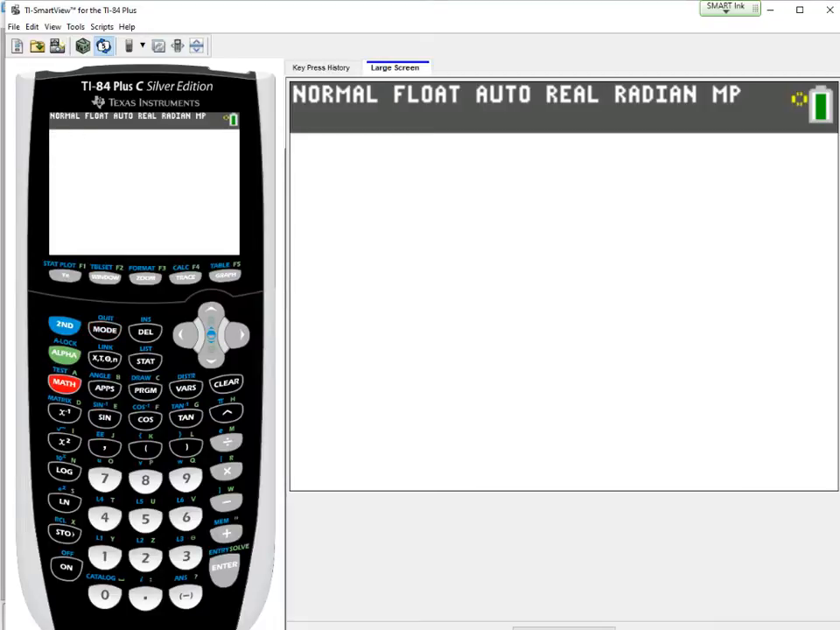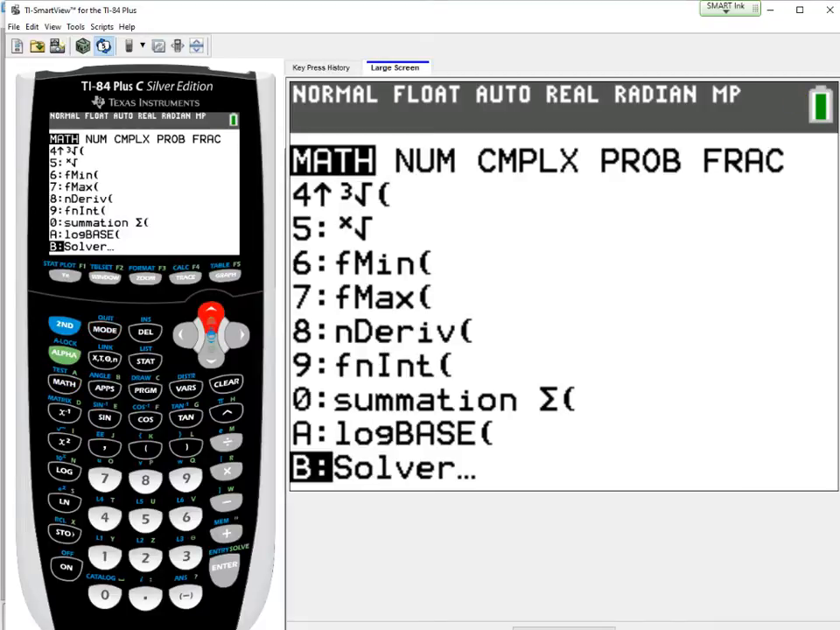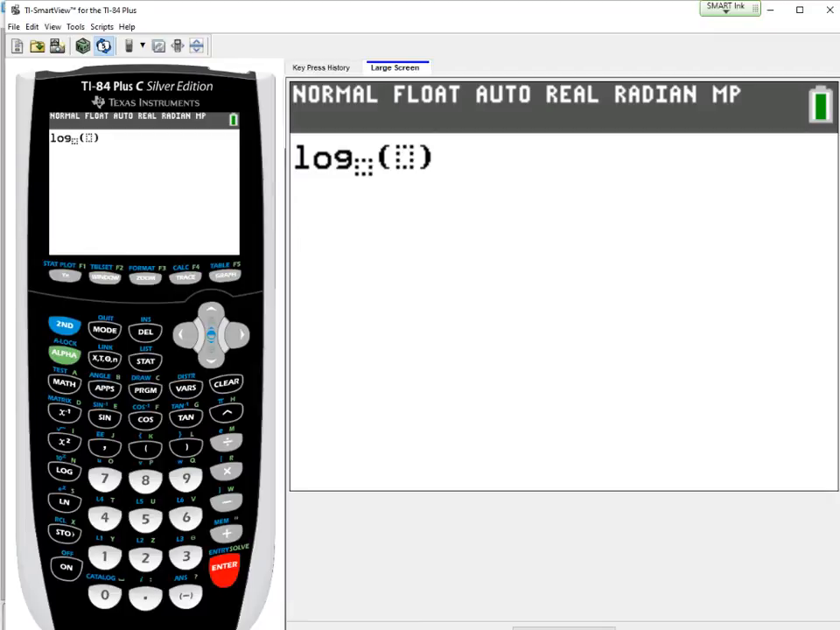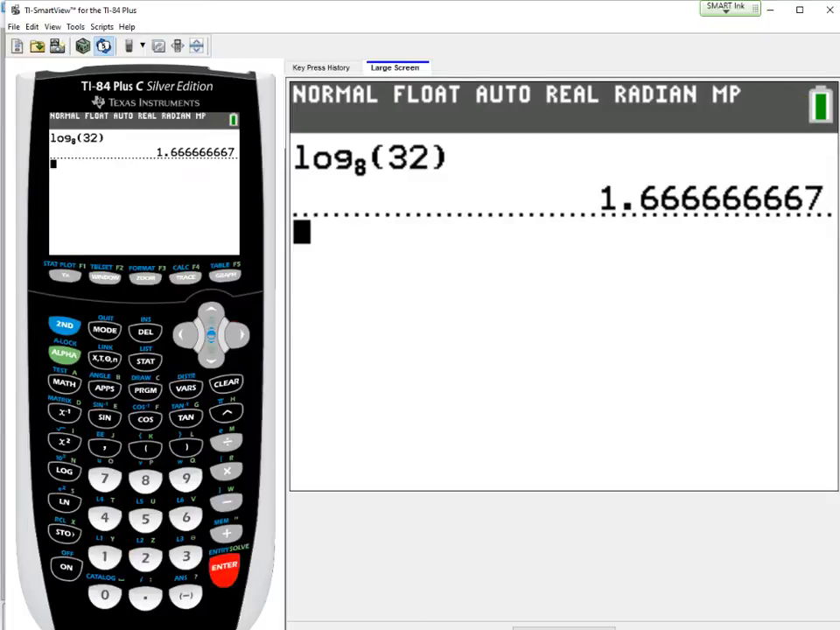But if you go to math and you push up, you're going to see this log base. That's the one you want, because log base is going to let you put that number at the bottom. See that? What was it? 8 and 32. And of course you hit enter. There it is.